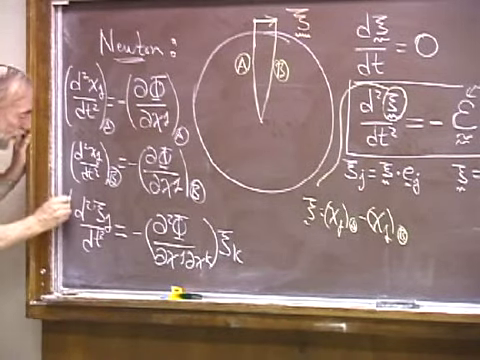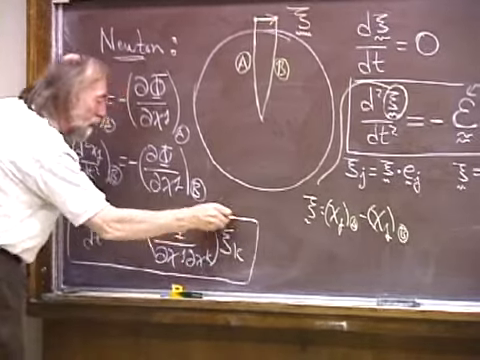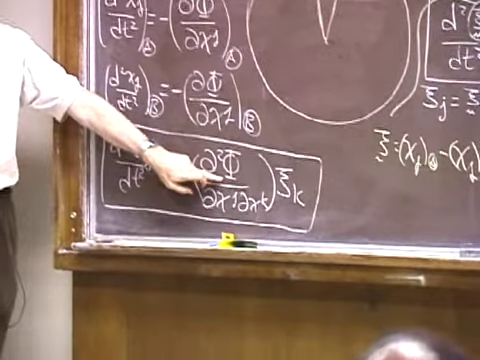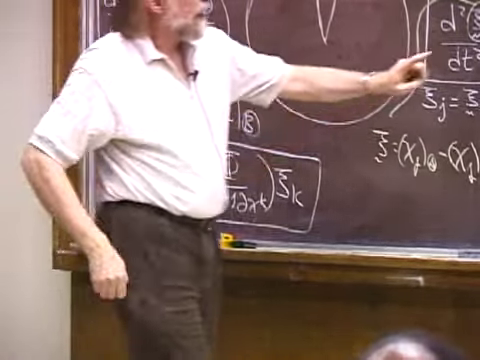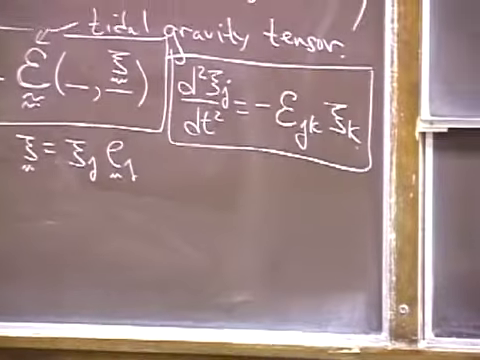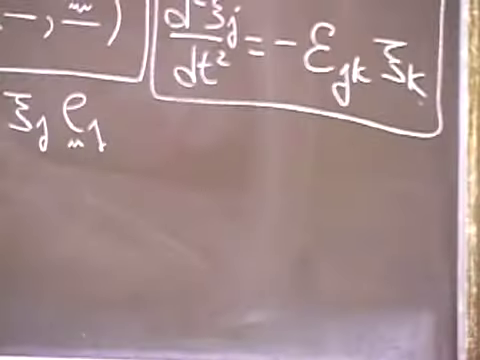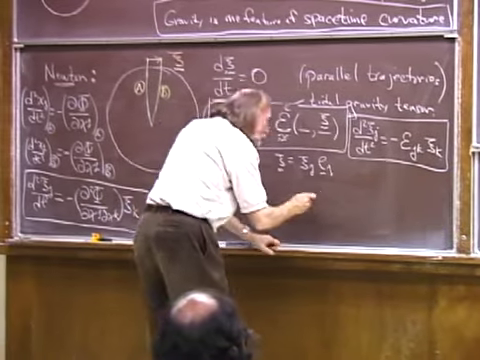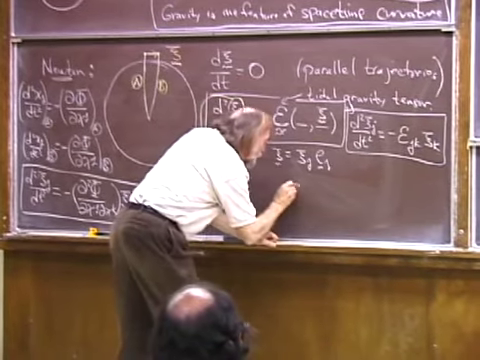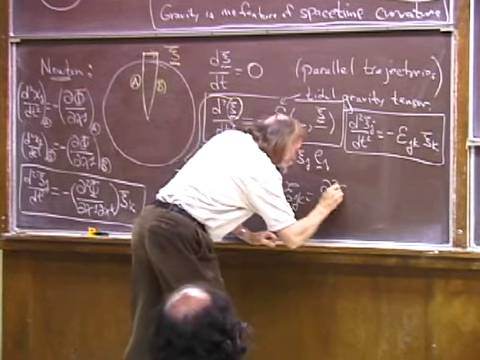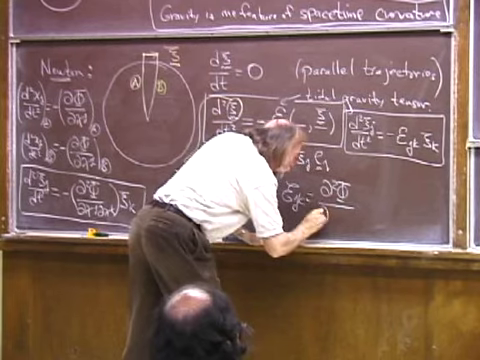So this is the equation of tidal gravity in the language of the Newtonian potential. I compare it with my equation of tidal gravity in terms of the tidal tensor, and I can read off the components of the tidal tensor. Comparing these two, that tells me that the tidal tensor, ejk, is just the second partial derivative of the Newtonian potential.